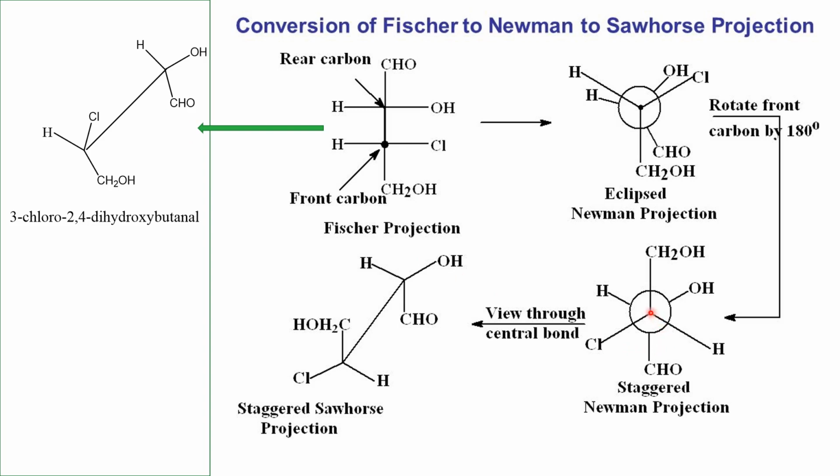Okay, this is the front carbon of the Newman that is taken here as a dot. The circle is the backside carbon that is also shown as a dot. They are connected by a slanting line. The front carbon has CH2OH at the top, Cl at left, hydrogen at right. So the groups are shown as they are oriented in the Newman projection. The back carbon has hydrogen left, OH right, the aldehyde group down. So that also is taken as it is.